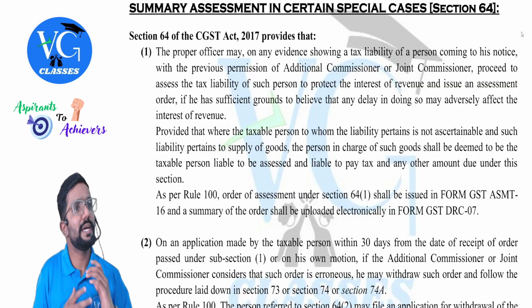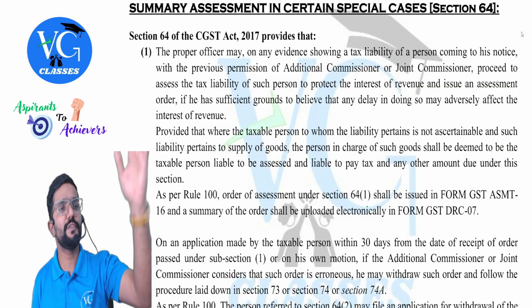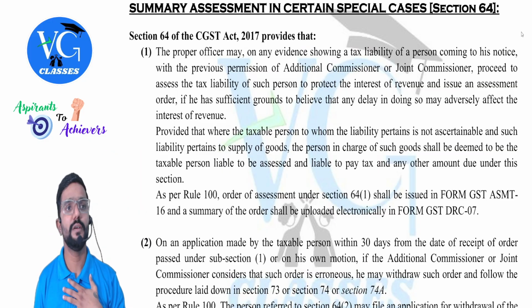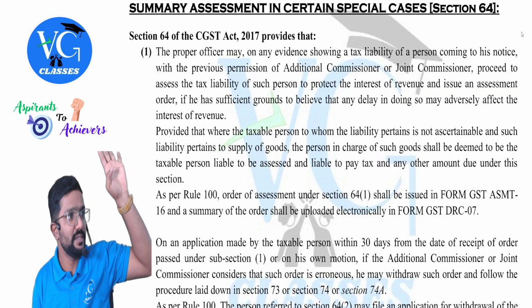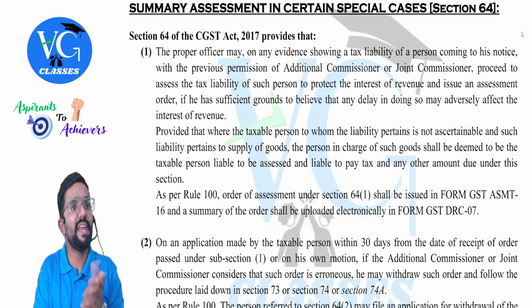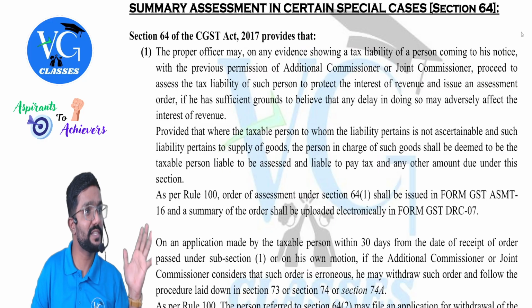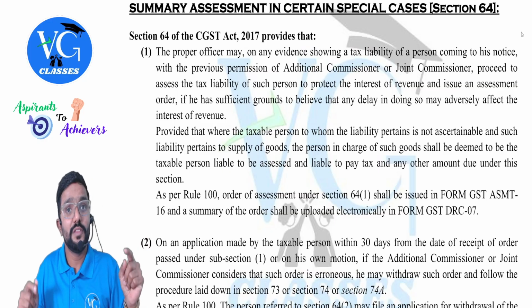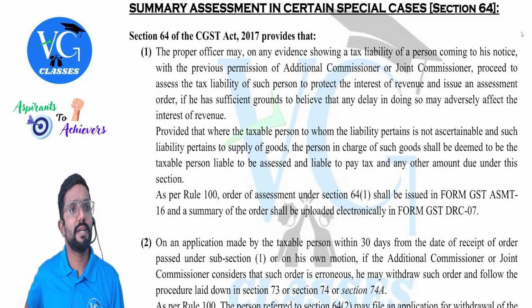Guys, simple. Sir, I have paid the tax, I have filed the returns, but one proper officer has identified that what I have paid is not full, and he has solid evidence for it. Now he is taking permission from AC or JC, telling, sir, can I go forward and collect tax from this person? If I leave it now, then we may lose the tax.